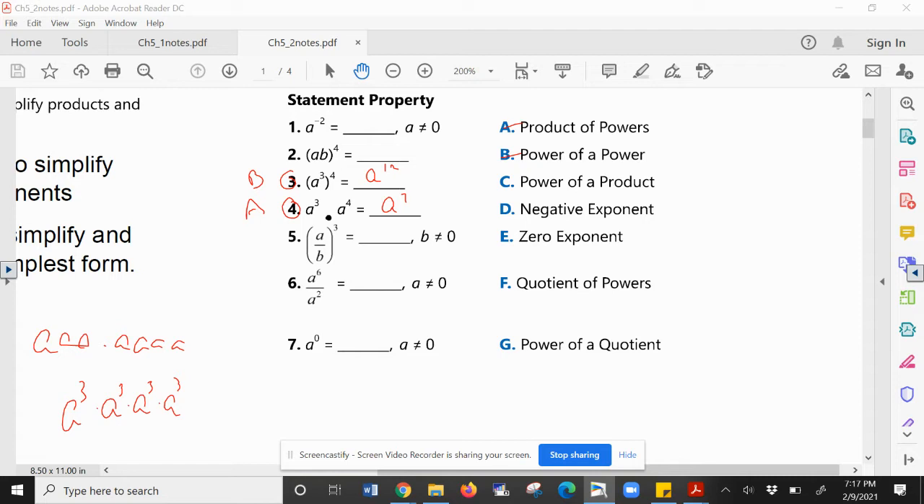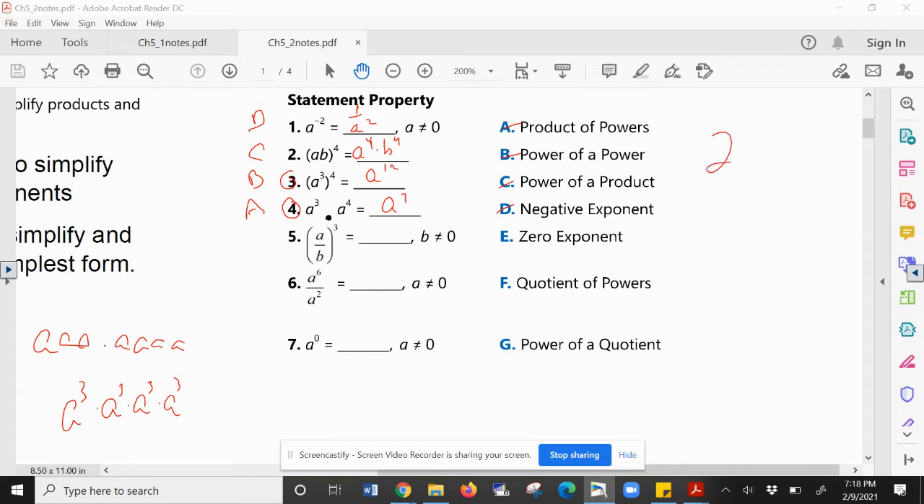Power of a product seems like it should be multiplying something before you take a power. Let's see, power of a product must be number 2. If you do AB to the 4th power, that means it's A to the 4th power times B to the 4th power. So that must be C. And negative exponent is the one right above it because it has a negative exponent. So what do negative exponents do? Negative exponents take reciprocals. That's 1 over A to the 2nd power.